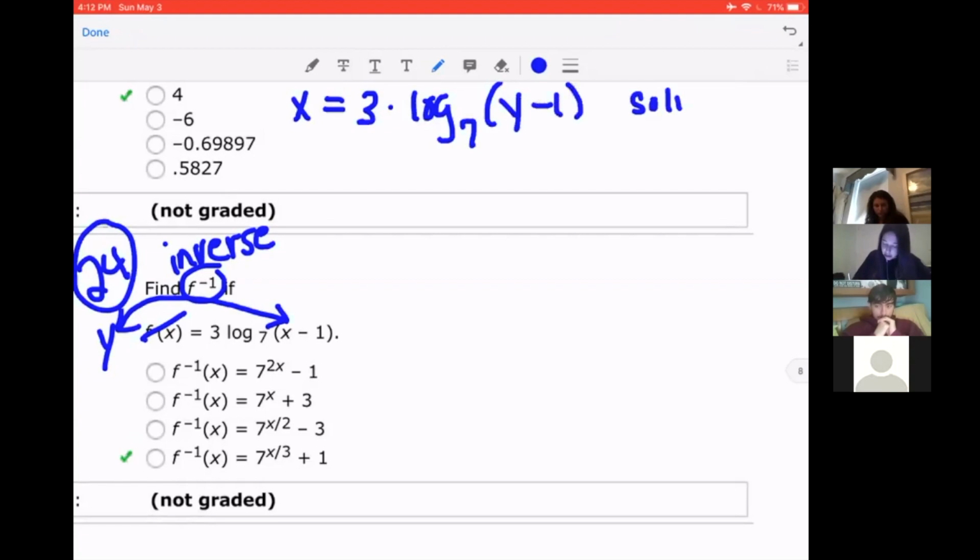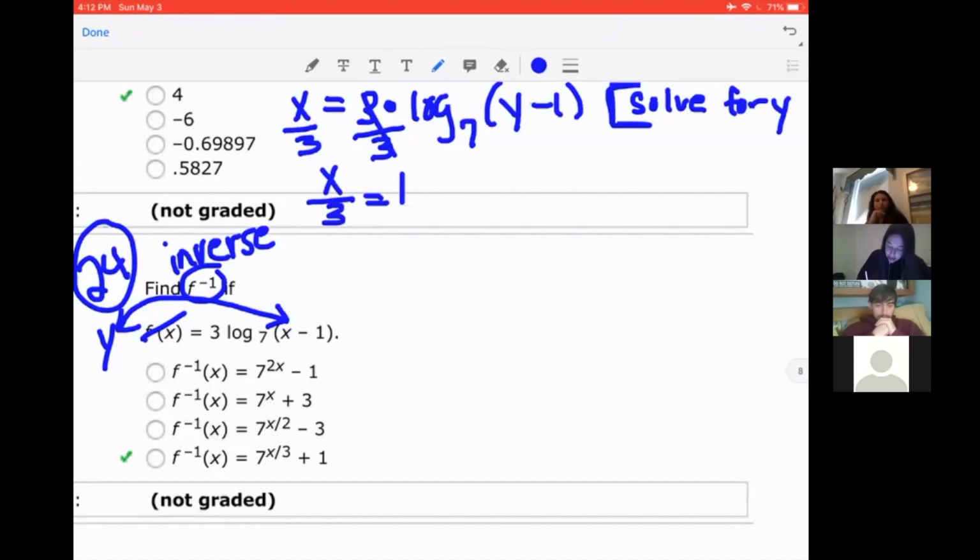Now, you still want to solve for y. Once we do the switch, the whole goal is still to solve for y. All right? So the first thing we want to do is get rid of this 3 in front. So I'm just going to divide both sides by 3. Now I have x divided by 3 equals log base 7 of y minus 1.